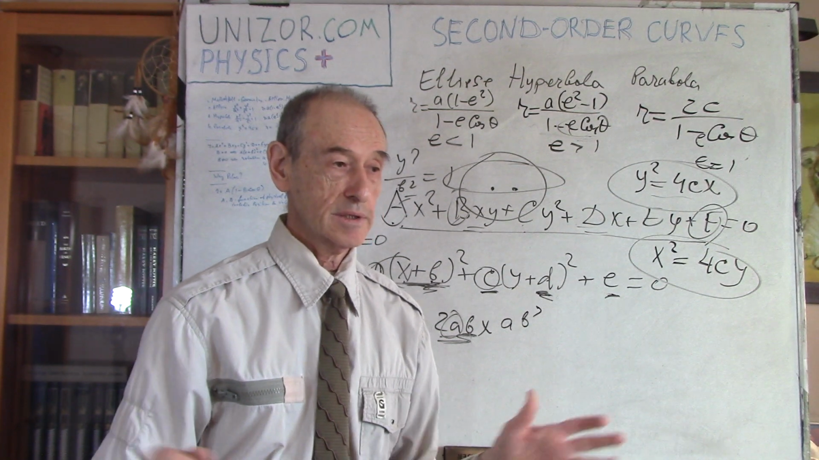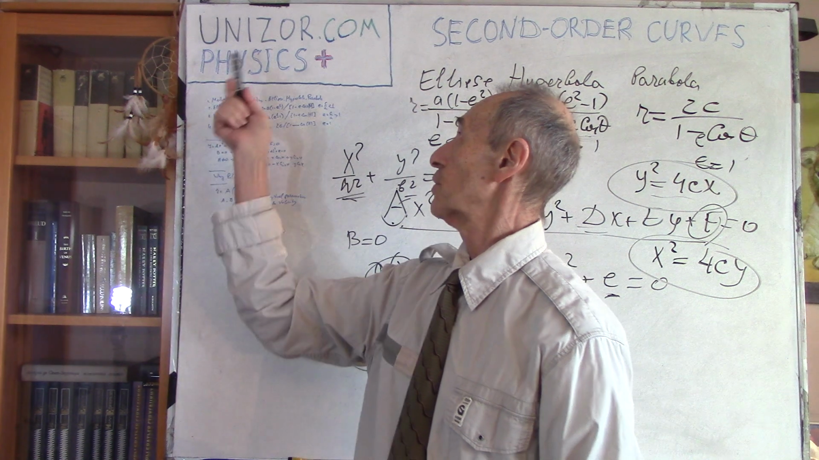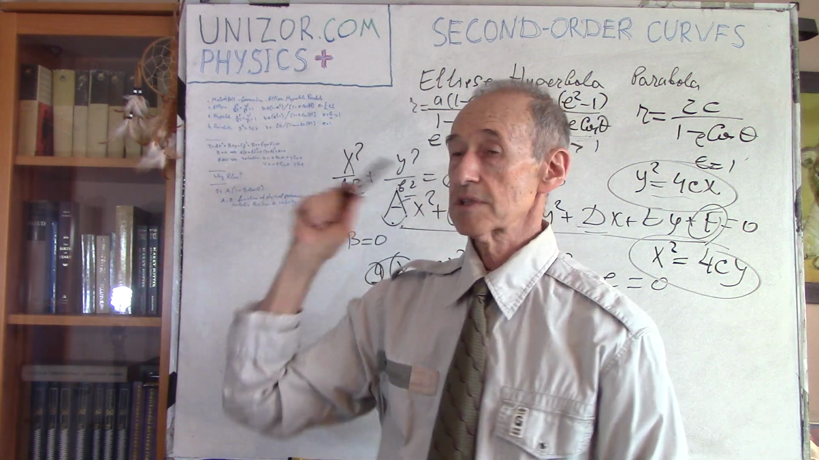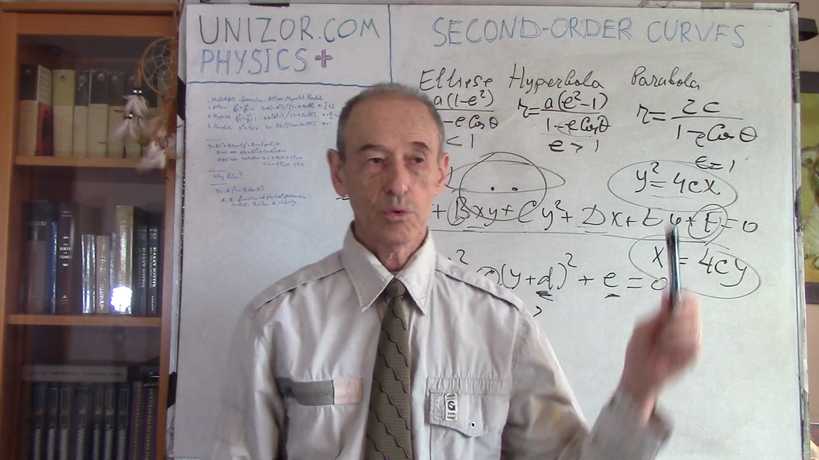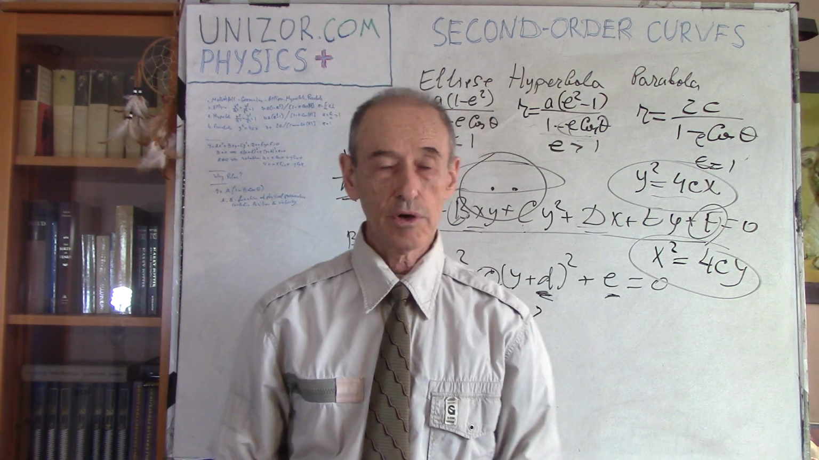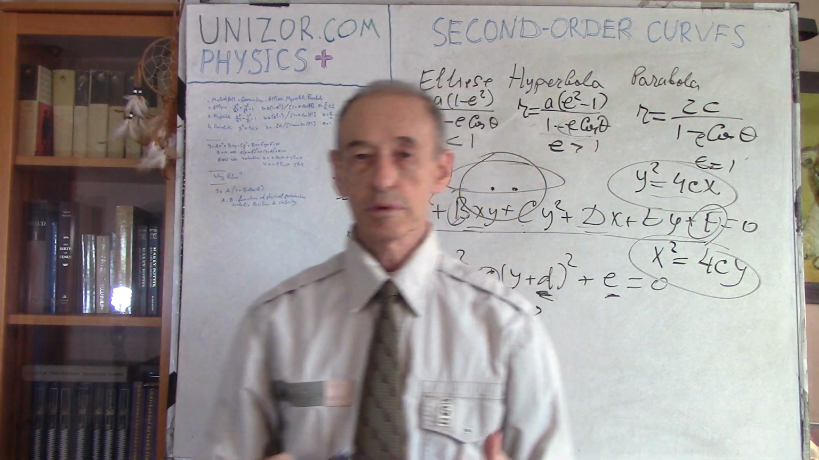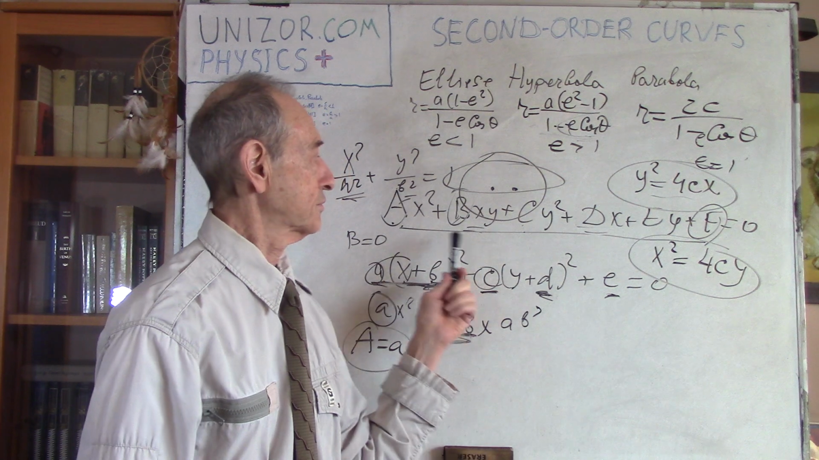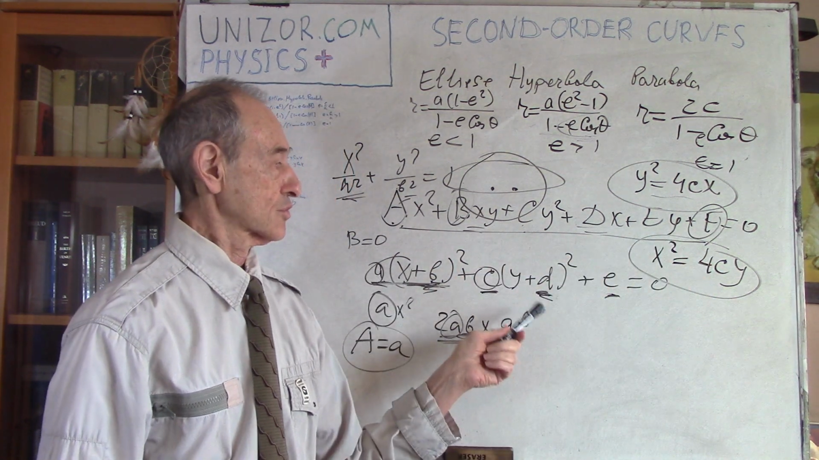Okay, basically that's it for today. I suggest you read the notes for this lecture. Again, go to unizor.com, go to Physics Plus. It's Laws of Newton, and the lecture is called Second Order Curves. There is basically a full derivation of the fact that any second order polynomial equation can be converted into one of the canonical forms.